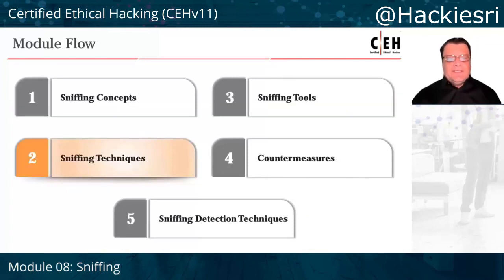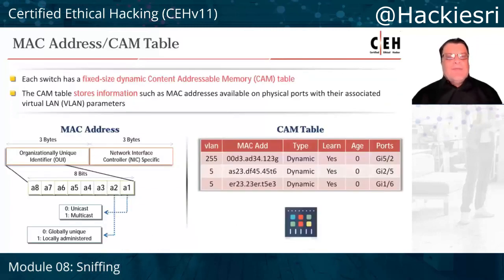Sniffing techniques. MAC address CAM tables. Each switch has a fixed size dynamic content addressable memory CAM table. The CAM table stores information such as MAC addresses available on physical ports with their associated virtual LAN parameters. As we see in the lower left and the lower right, we have the MAC address readout. On the right, we have the CAM table reflecting that.